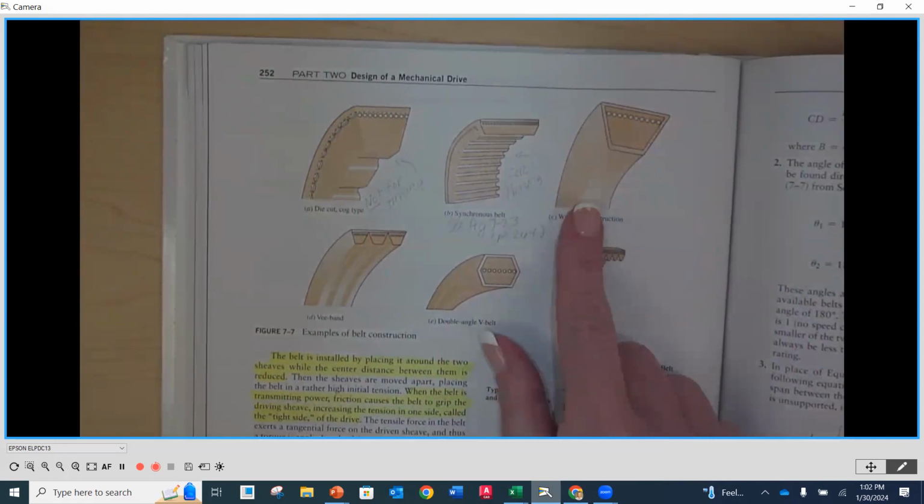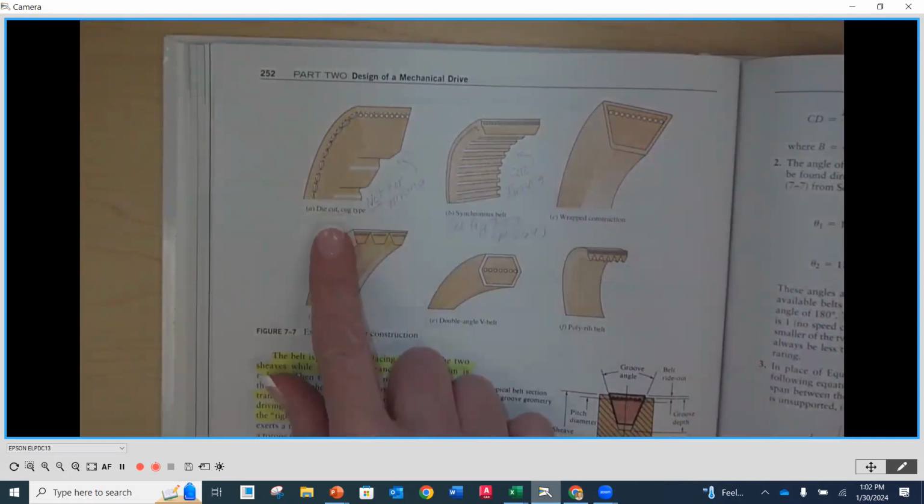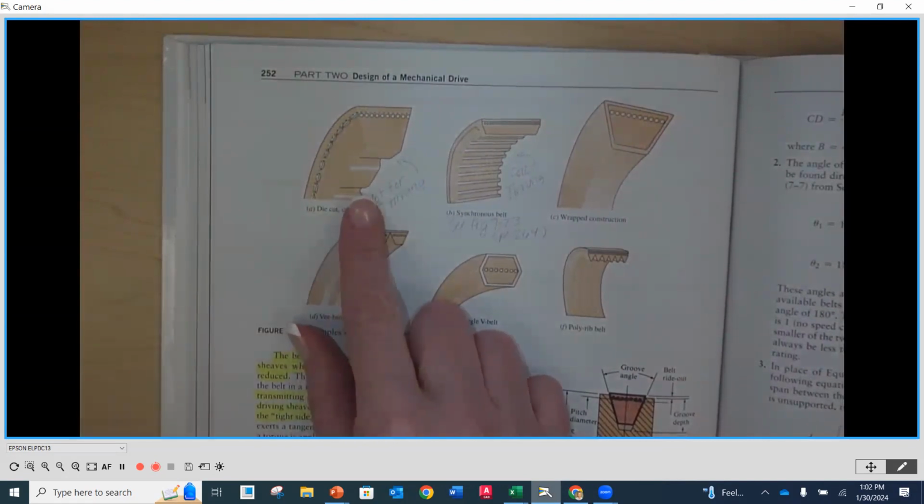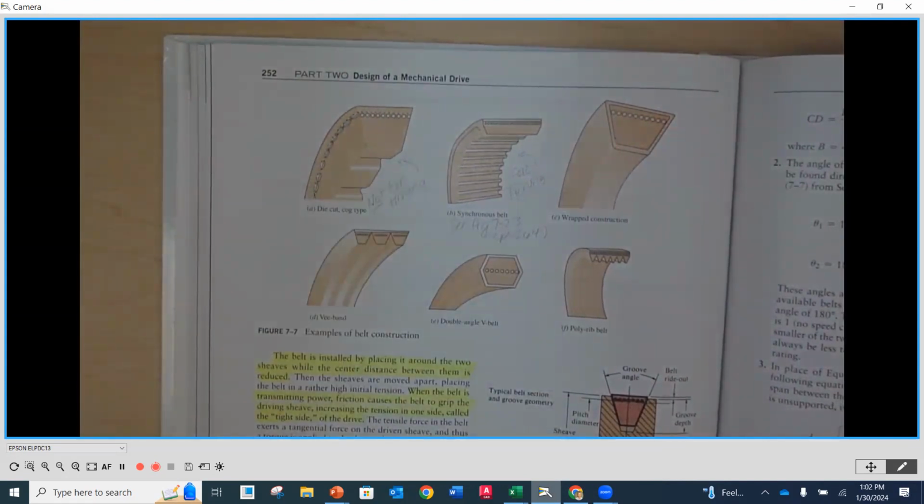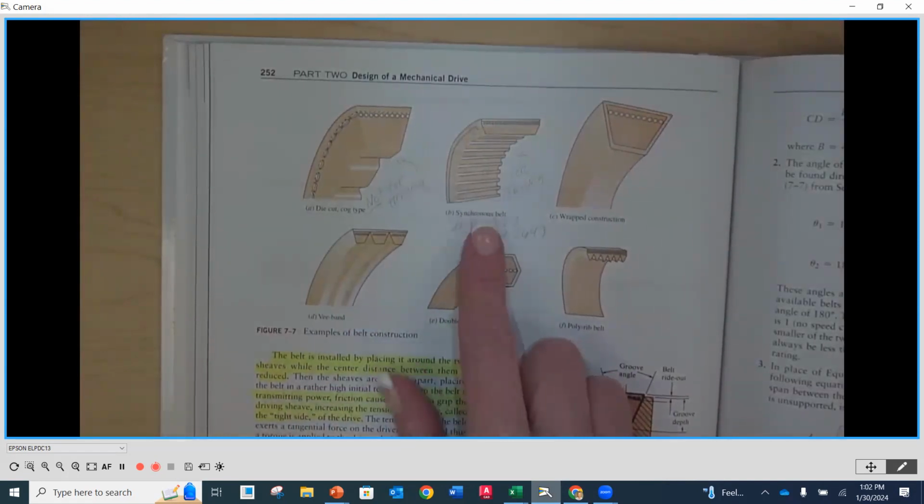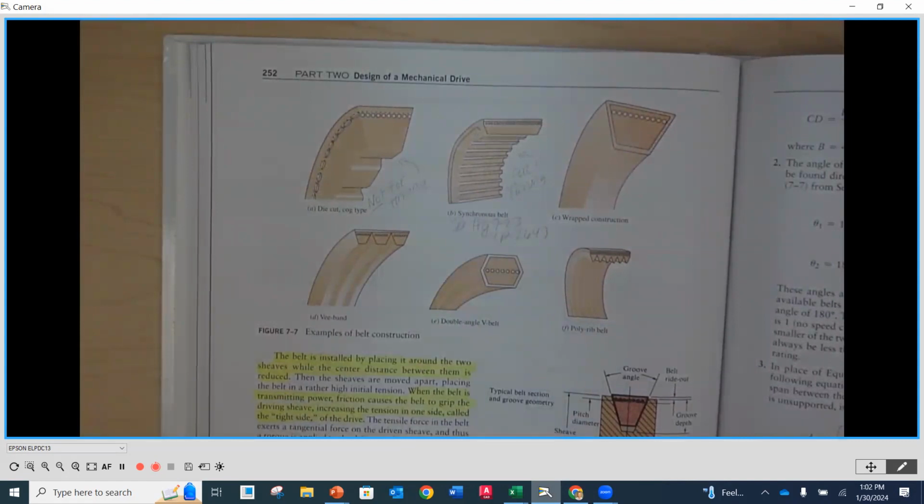But a variation on that is the one that we see over here. This is called a die cut cog type. Now, this does have notches, but the purpose of the notches in this type of belt is not to engage with any teeth on a pulley. They are just to allow this bigger, chunkier, more stiff belt to make a corner on a smaller sprocket. So these kind of look similar. This is a synchronous belt, which is intended to engage with the teeth, or sit down in the grooves on a synchronous pulley. But not this one.